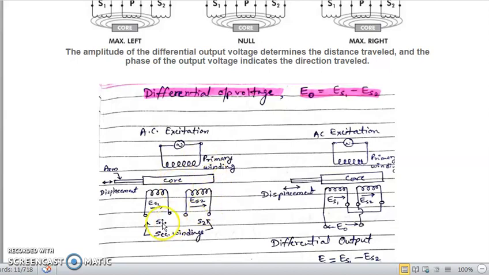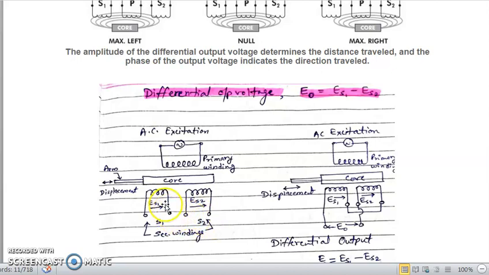Now in this electrical diagram, the upper winding is the primary winding, which is connected with the source. Here the AC excitation is shown. An AC signal is connected with the primary winding, and there are the two secondary windings. This is S1. Now at this time they are not connected. These are open: secondary winding S1, secondary winding S2.